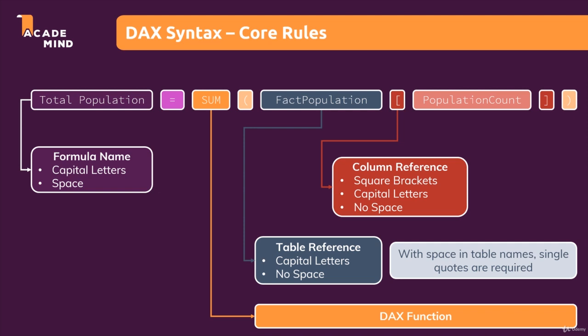We have these square brackets and we again use capital letters and no space, so the same logic we saw for the table reference. One difference though, no matter if you have a space between the words or not, square brackets are always required. So this is the core DAX syntax. Some core rules you should keep in mind when it comes to naming a DAX formula, when it comes to working with functions, and when it comes to referring to tables or columns. Now we know how to access information stored in our data model with DAX, but which data types can we actually interact with in DAX?